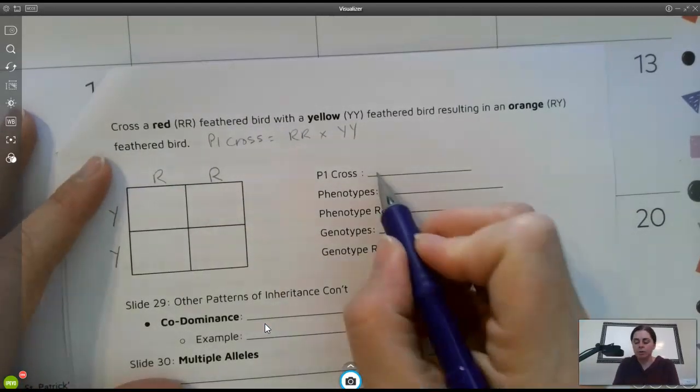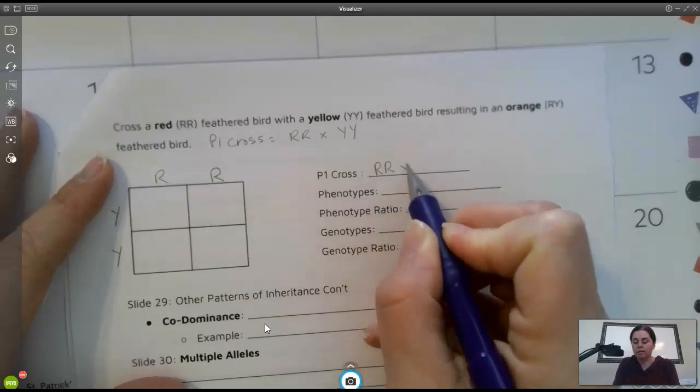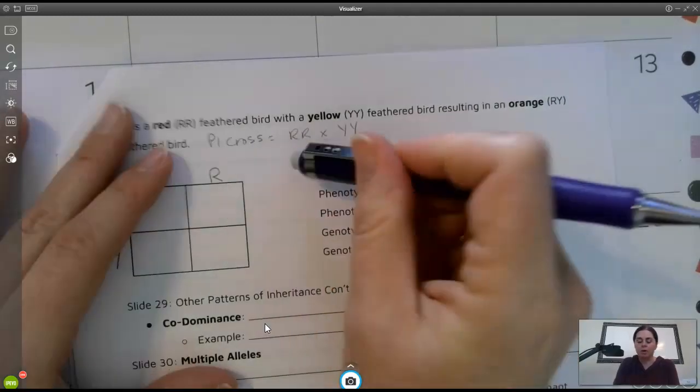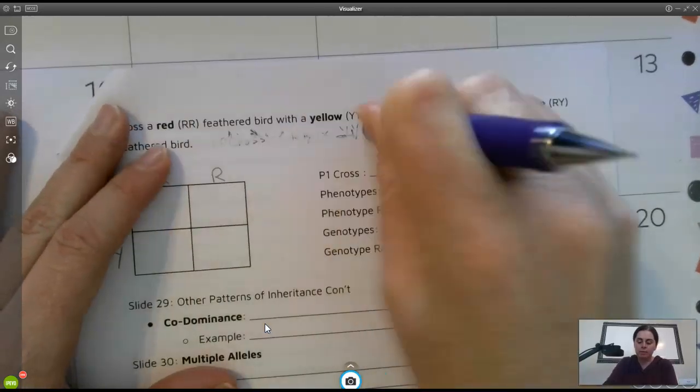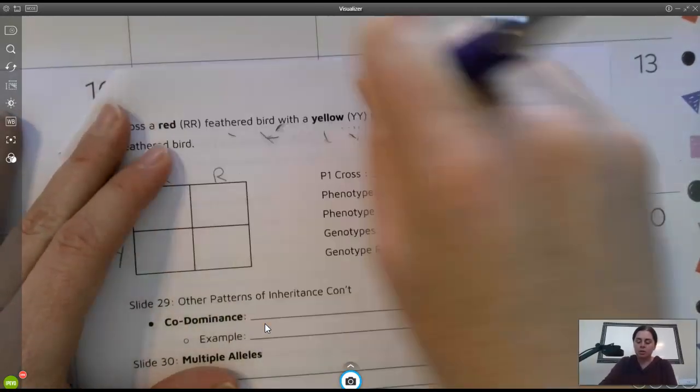Oh, I guess our P1 cross was supposed to go here. Sorry. I wasn't paying attention. I just modified this 20 minutes ago. You'd think I'd remember. Evidently not. It's too much for me.